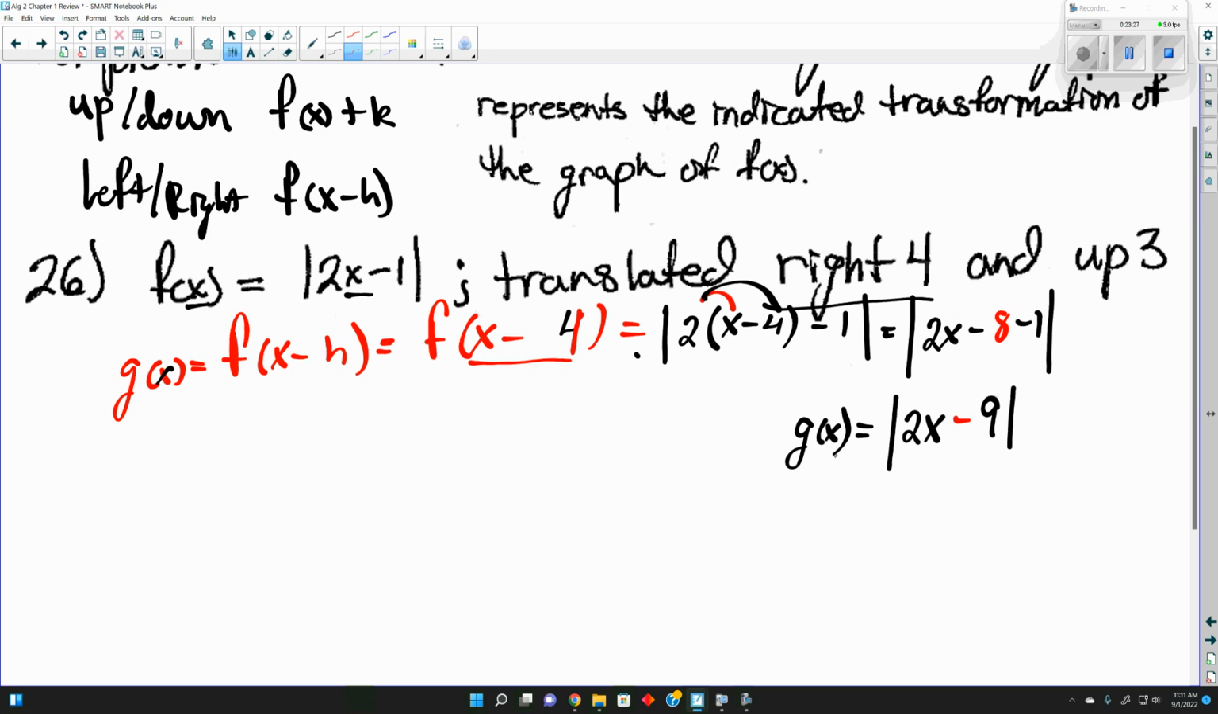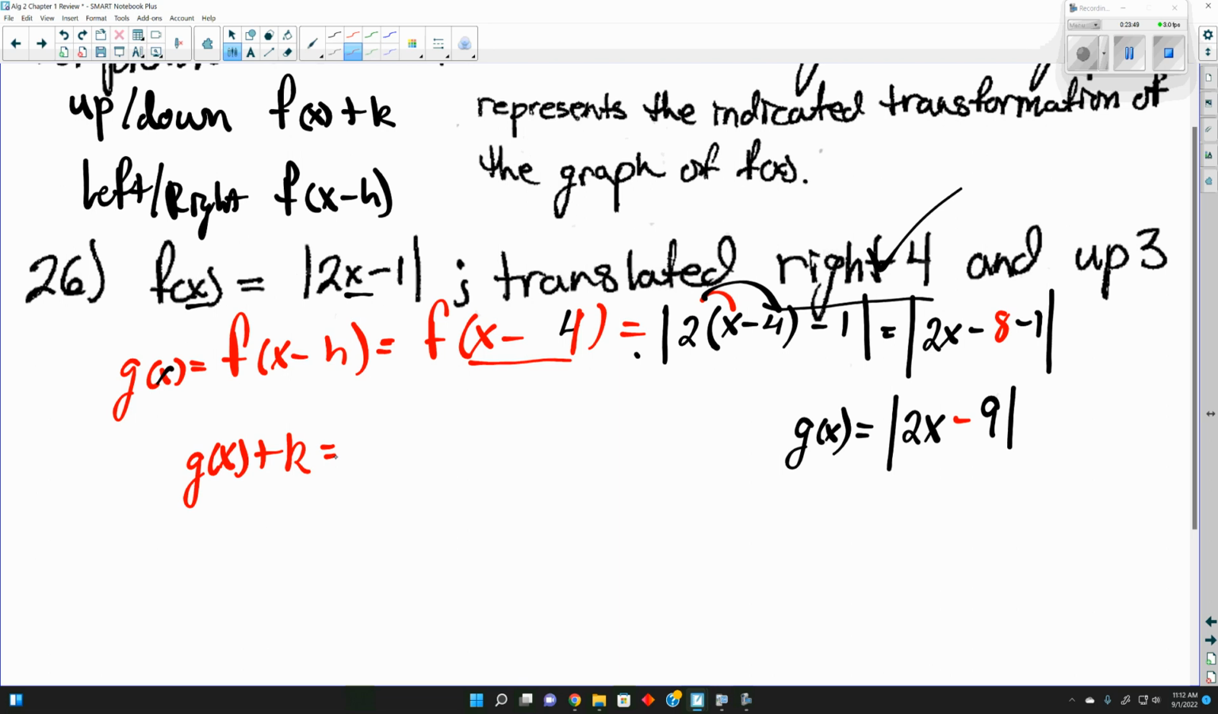Questions on any of this here? So we moved it right 4, yes? Now we need to do what? We need to move it up 3. So we're taking this g of x and adding k to it. Because if I move it up or down, we're adding that k value to it.